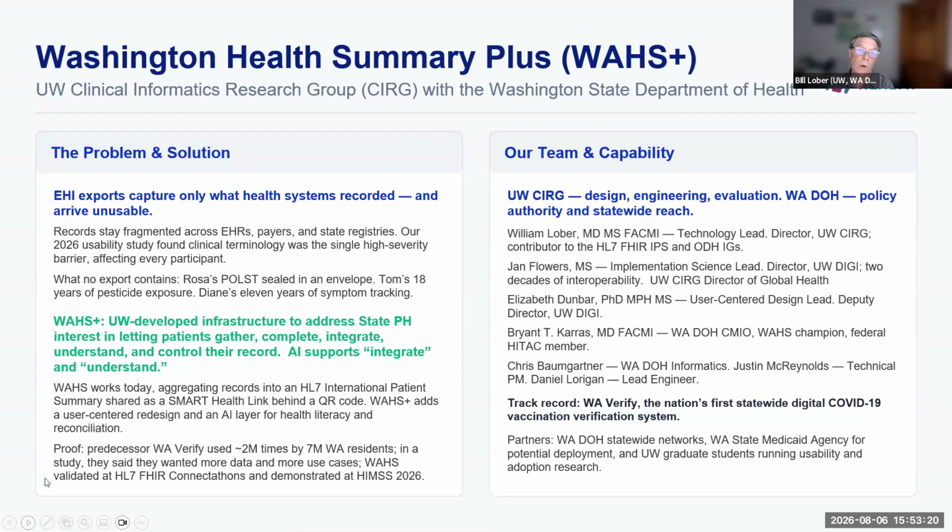Our predecessor platform, WAVerify, was used about 2 million times by Washington State residents. And those users told a UW evaluation study that they wanted more data for more use cases and more ways to share their information. That's Washington Health Summary. It works today, aggregating records into an HL7 International Patient Summary that can be shared as a link or a QR code. WAHS Plus adds user-centered redesign, adopts the USCDI standard, and adds AI for 2 jobs: integrating records and understanding them. Next slide, please.